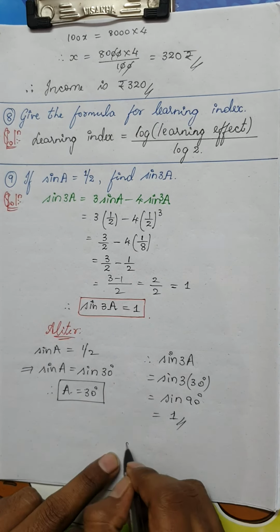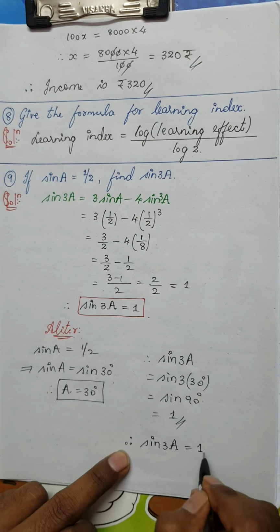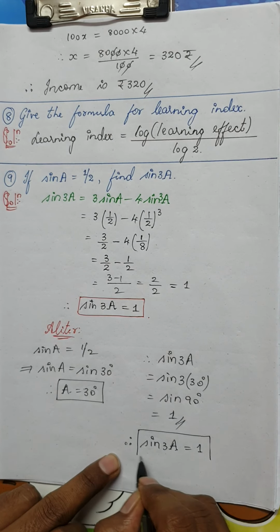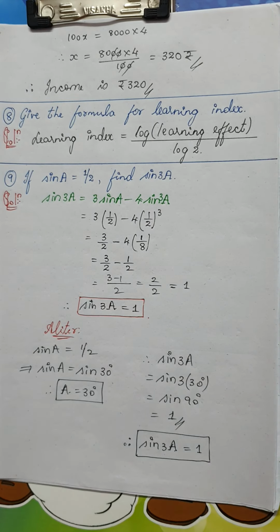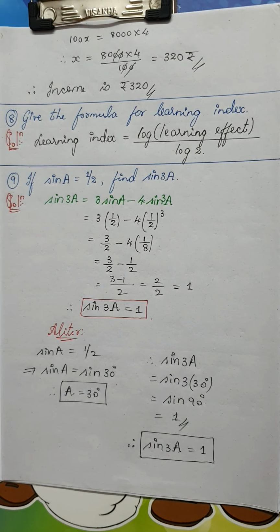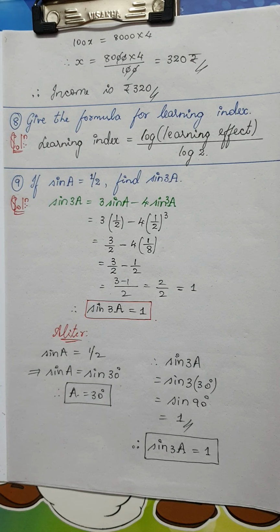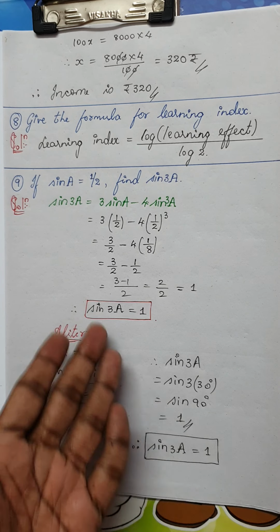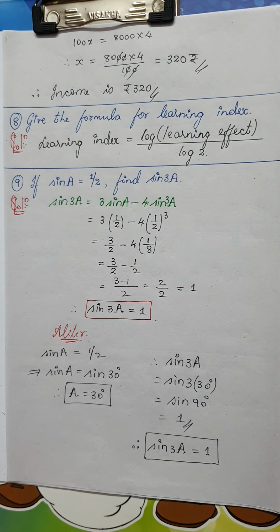Therefore I can write sine 3A is equal to 1. This is my final answer. Particularly for this question, I gave you two methods. It is up to you whichever method you want to follow. Remember, it's a 1 mark question. You can see here both the steps will give you the same answer. So follow the steps which you like. So I think we are just left with one last question before we wind up this session.